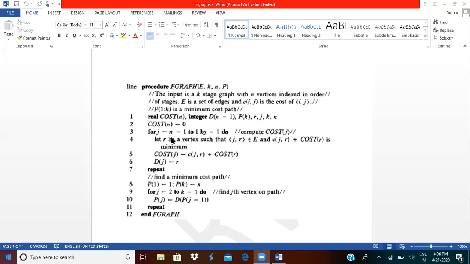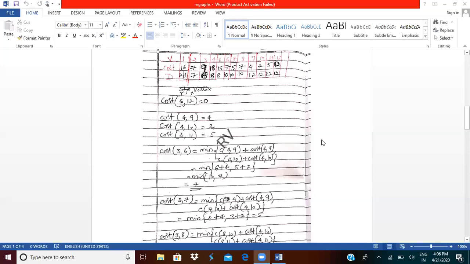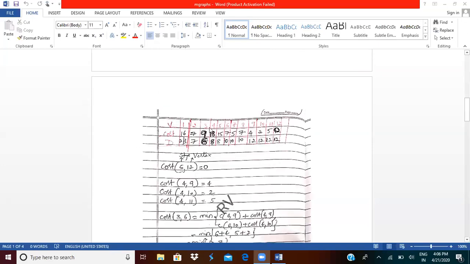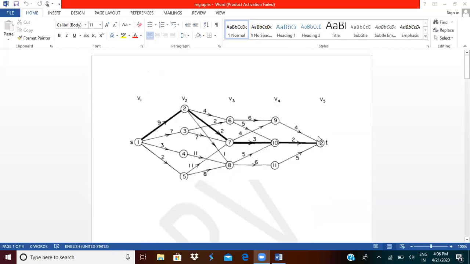j varying from n minus 1 to 1, that means compute cost of j. So j varying from n minus 1 means I have to start from this 12 and I have to find the cost of each and every vertex. I have to find the minimum cost from each and every vertex.